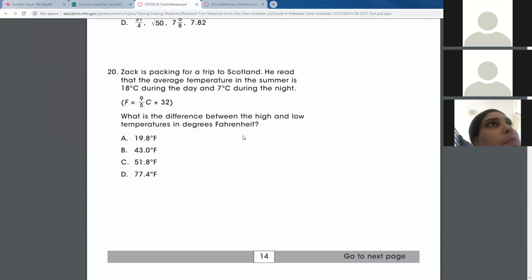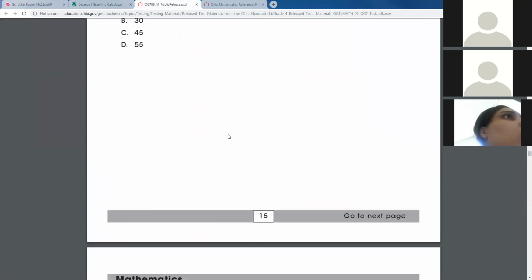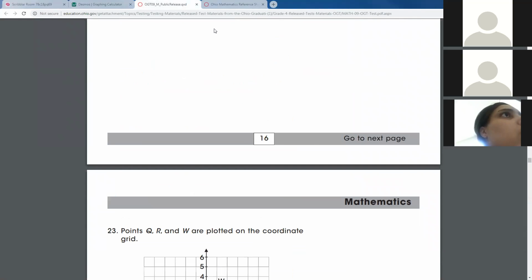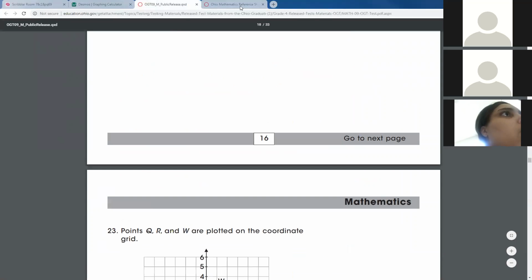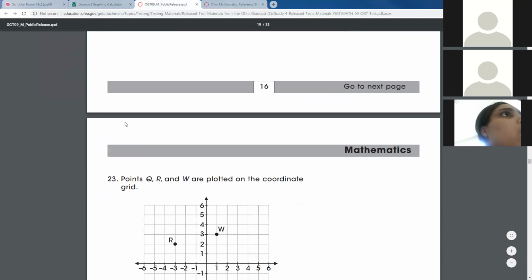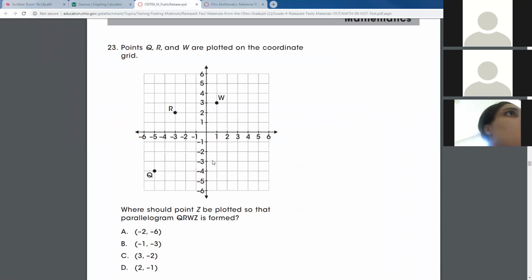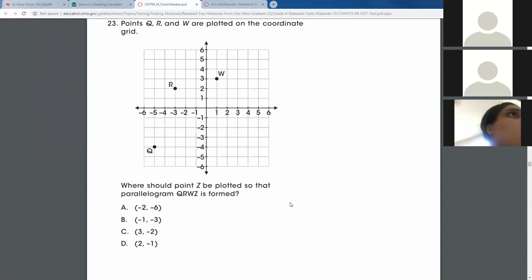Okay. So let's look for another geometry problem. So this is the 2009 OGT. No, that's not right. Their website only has like 5 practice tests, and this is one of them. Okay, so here's another geometry one. Points Q, R, and W are plotted on the coordinate grid. Where should point Z be plotted so that parallelogram QRWZ is formed?